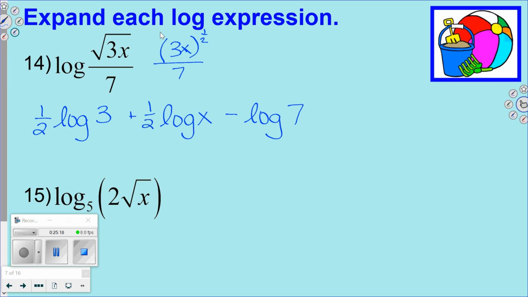All right, just looking, do any of these simplify? Because my base number is what? It's 10. 10 to some power equals 3? Now it's an x. 10 to some power equals 7? No. So I'm done there.